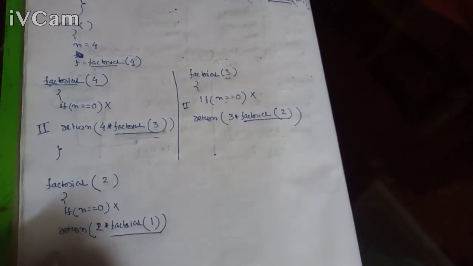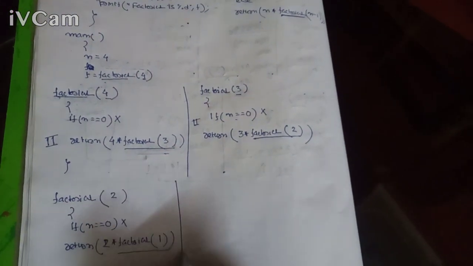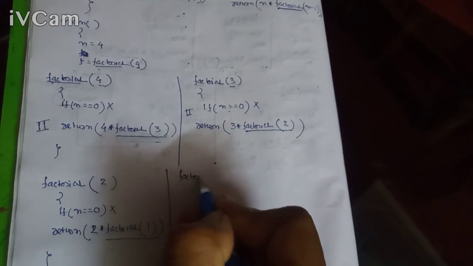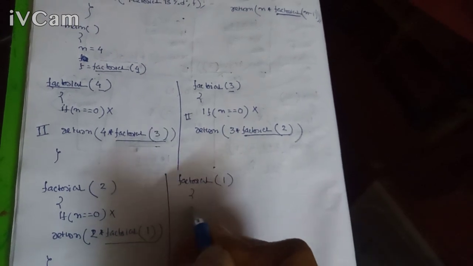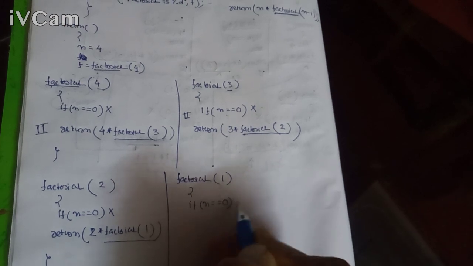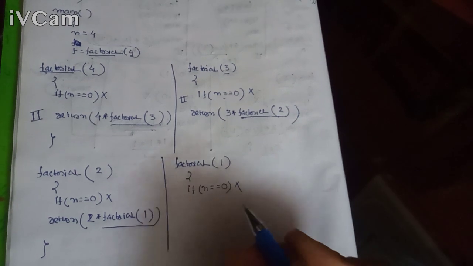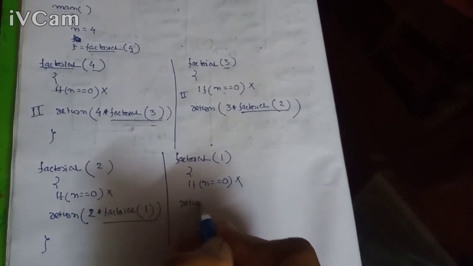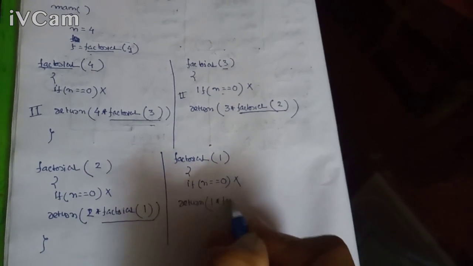Do we know the value of factorial 1? Again no. So what happened? Again it will call the factorial function. So this one is factorial 1. Check whether the value of n is equal to 0. The answer is no. So it again comes to else part and returns what? Return 1 into factorial 0.